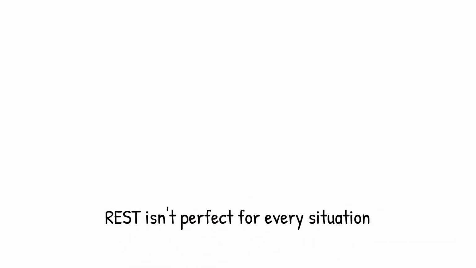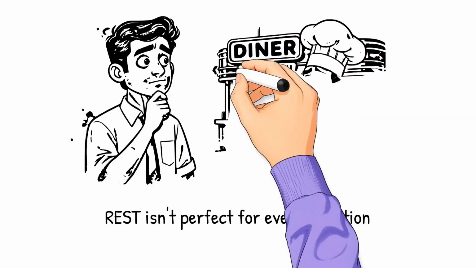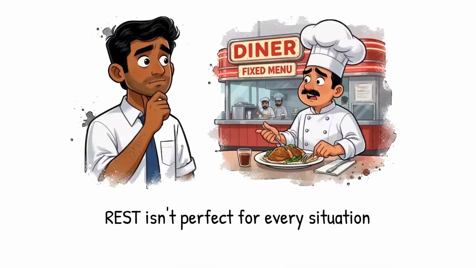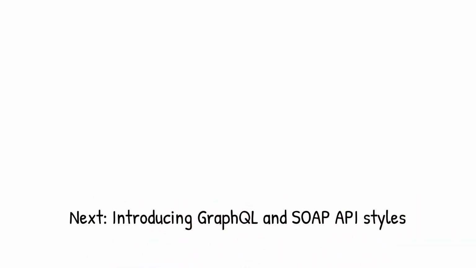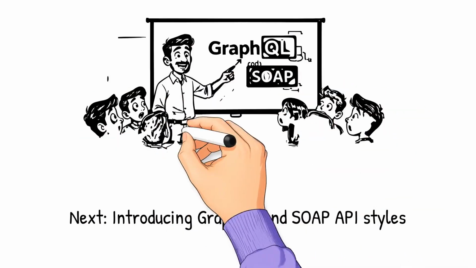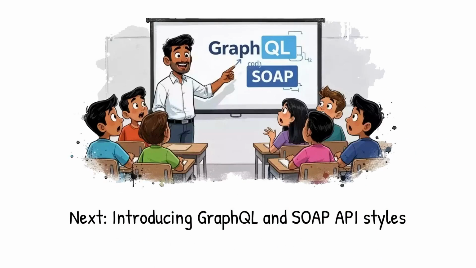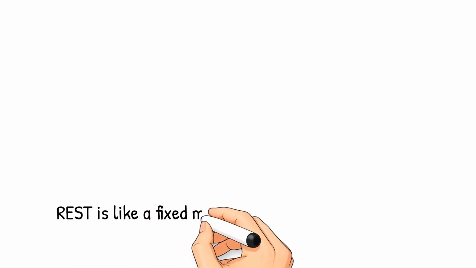Sometimes the fixed menu gives you too much food, or not enough, and you wish you could just tell the kitchen exactly what you want. That's where our next style comes in. In the next part, I'll show you GraphQL, the build-your-own-plate option, and SOAP, the old formal way that big companies still use.